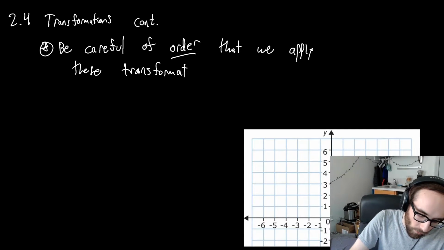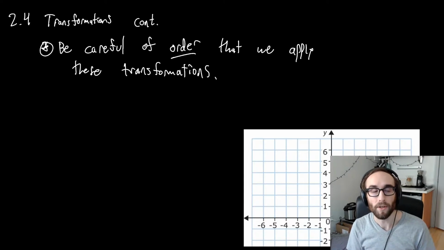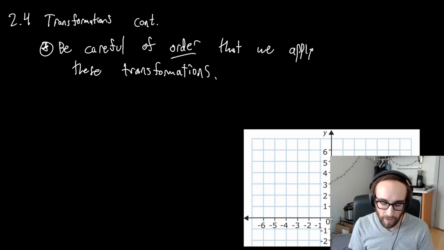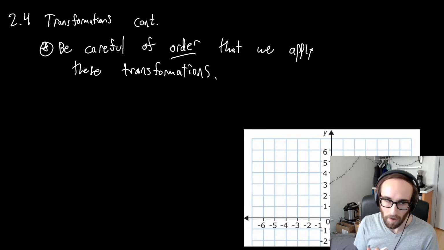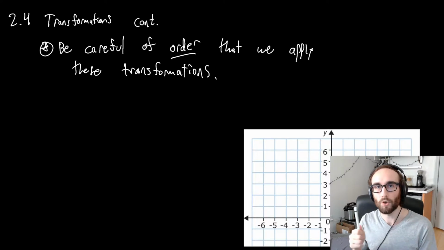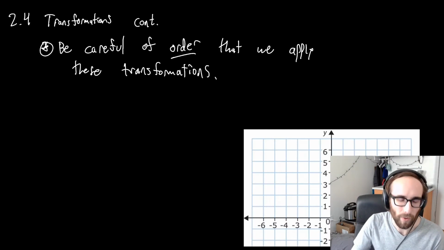So it's really important that we keep track of the order that these transformations were applied in, because if we apply these transformations in the wrong order, then we'll end up graphing the wrong function. So we really need to be careful about thinking about what steps and what order do we need to take to transform our parent graph into the function that we're given. Let's take a look at a quick example.